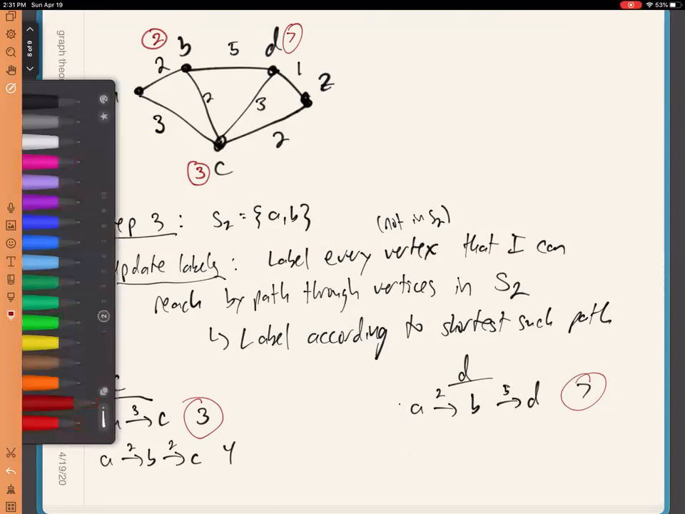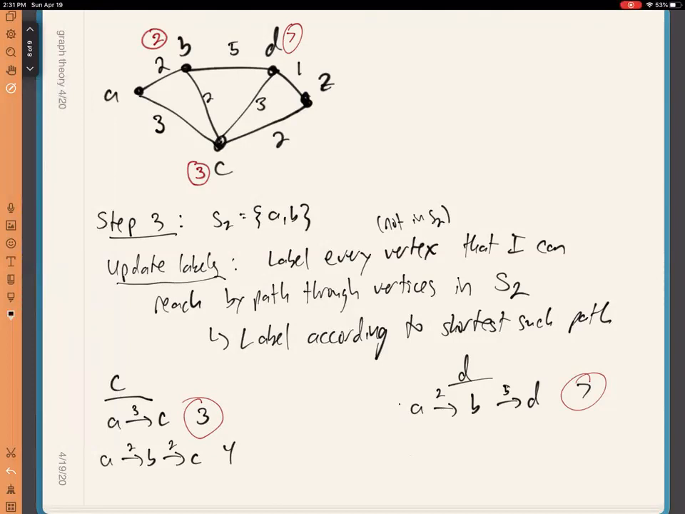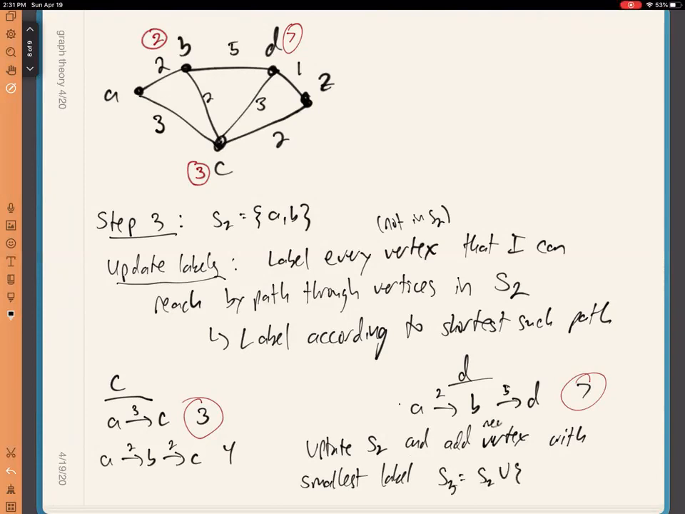And then what I'm going to do is add the vertex with smallest label, right? So now update S2 and add the vertex with smallest label. So S2 is going to become S3, which is S2 union the new vertex, right? C was a 3 and D was a 7, so I'm going to add C. And so as my new set S3, I'll get A, B, and C.